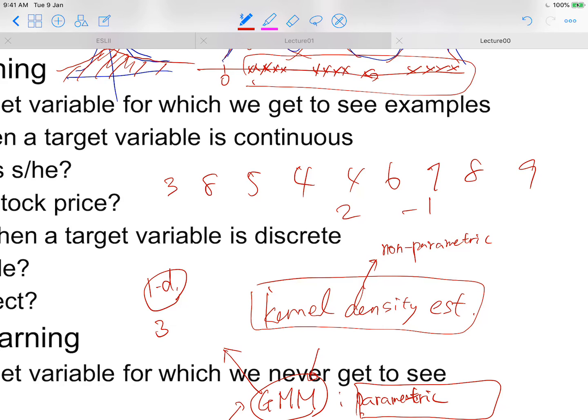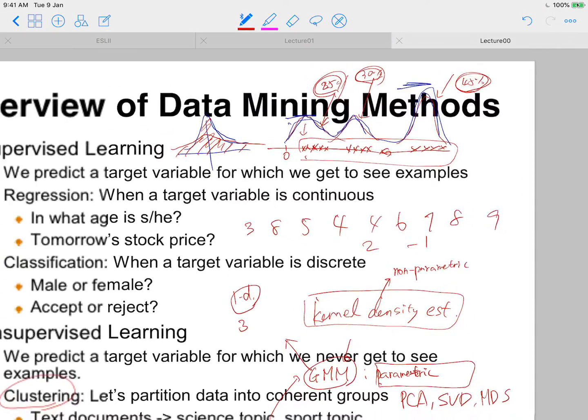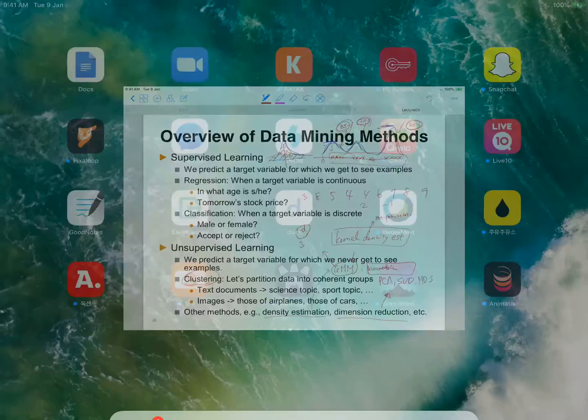Yeah, and then what about the kernel density estimation? Do you guys know about the kernel density estimation?